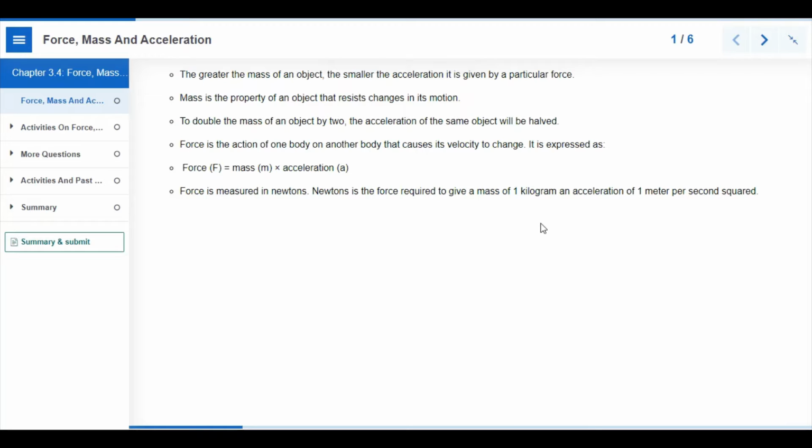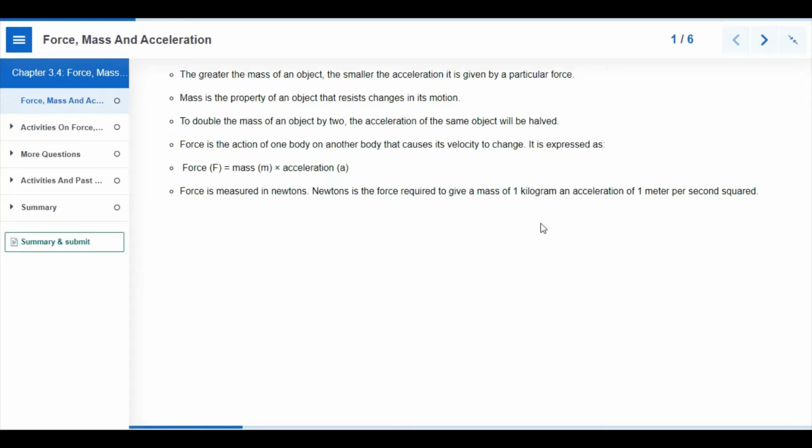Today we continue our class on force and motion with the subtopic force, mass, and acceleration. Let's go through some nuggets. The greater the mass of an object, the smaller the acceleration it is given by a particular force. Mass is the property of an object that resists changes in its motion. To double the mass of an object by 2, the acceleration of the same object will be halved. That is, multiplying mass by 2, you reduce acceleration by half.